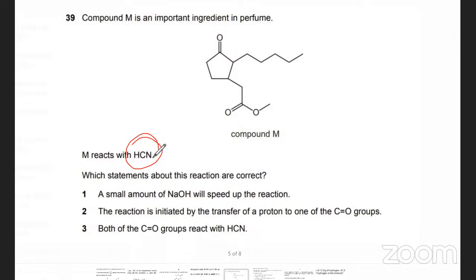Remember, HCN is an acid. HCN and NaOH react together, because in the previous question, we just studied that HCN is an acid, right? So they would probably react together to form NaCN. So I guess it will speed up the reaction. Is that clear? Yes. Okay. The second one is also correct and the third one is wrong.